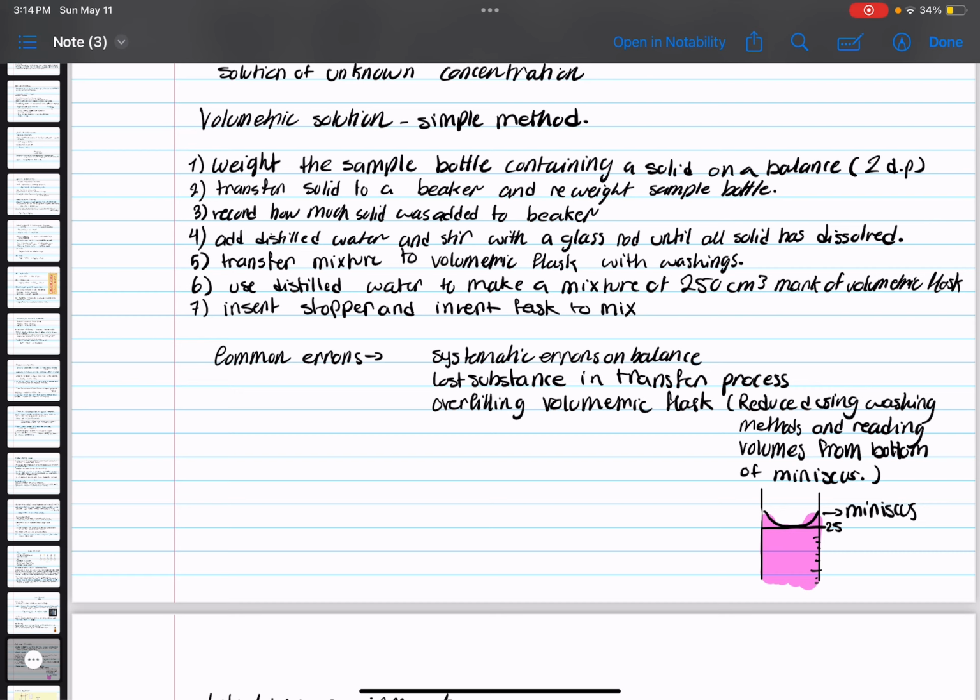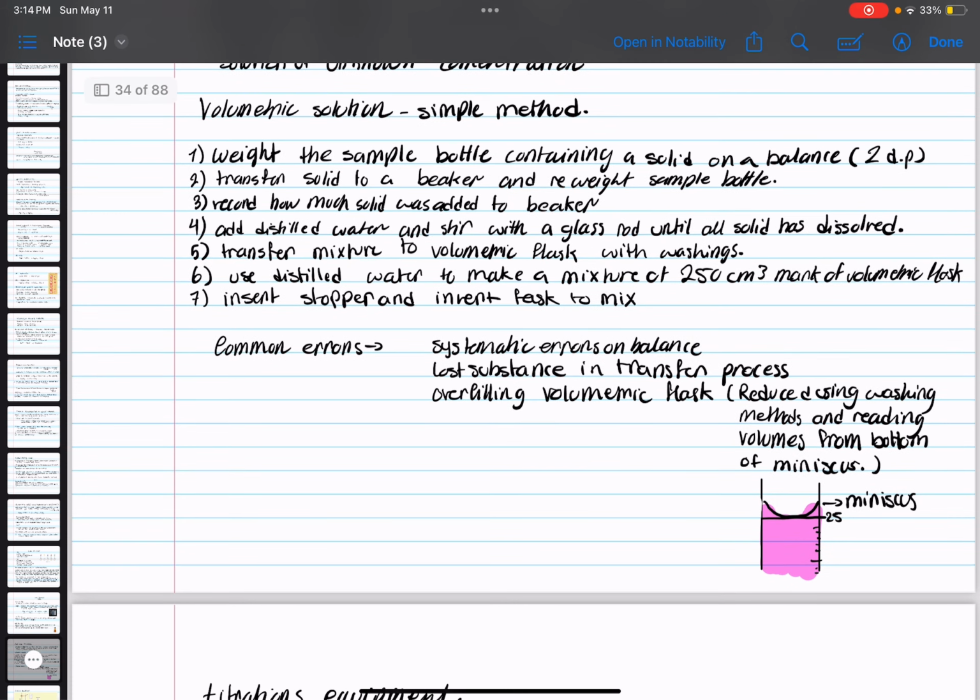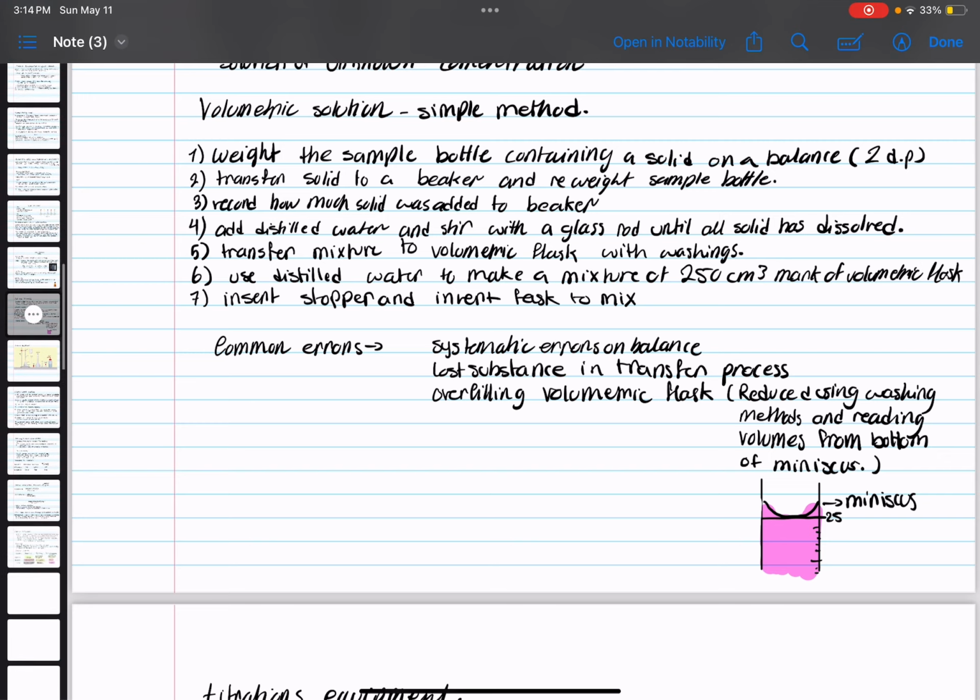So common errors made with this experiment are systematic errors on the balance, where you forget to zero it, and losing substance in the transfer process or overfilling the volumetric flask, which could be reduced by using washings and by reading the volumes from the bottom of the meniscus, which is what I drew there.